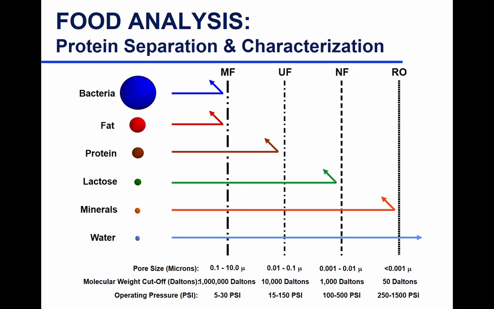If we put another membrane there, an ultrafiltration membrane, you'll have the protein as a retentate, and lactose, minerals, and water will go through. Then if you have nanofiltration, you will have the lactose as a retentate, and minerals and water will go through. With reverse osmosis, it's water; usually minerals as compounds or molecules will not go through. So that's how you do it.